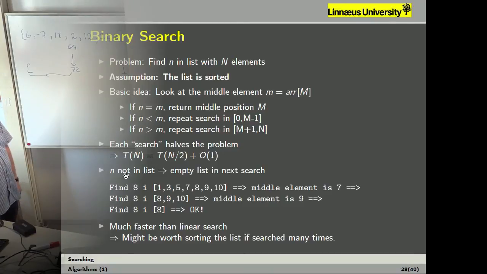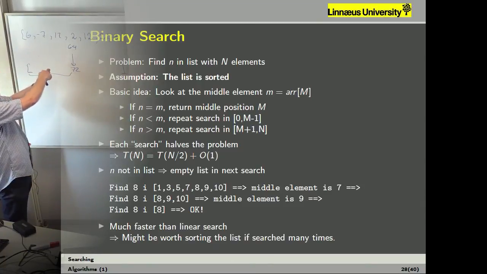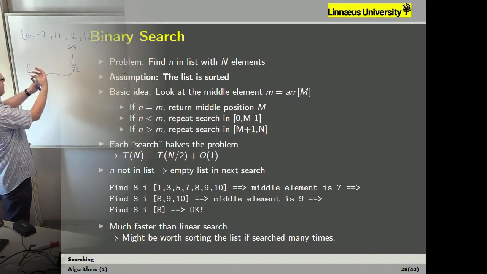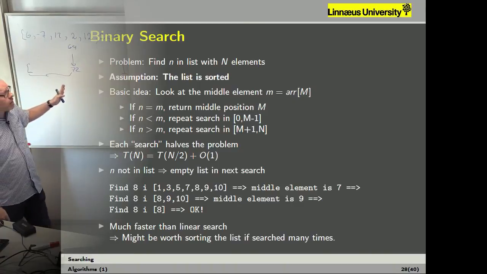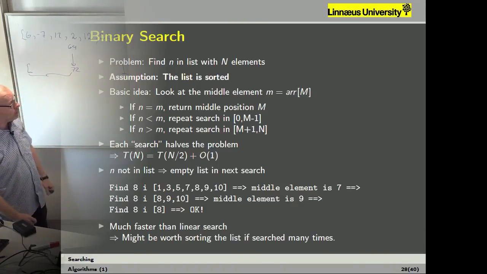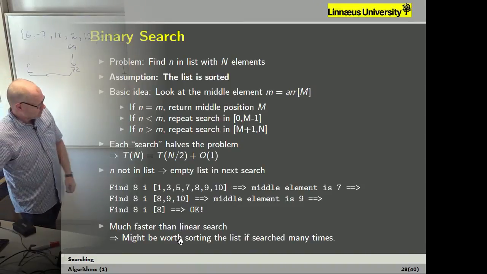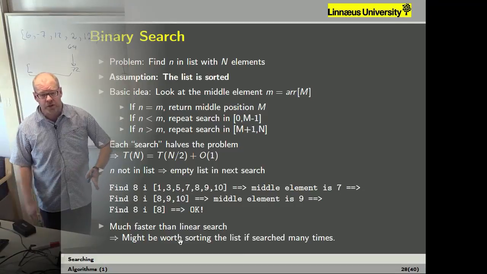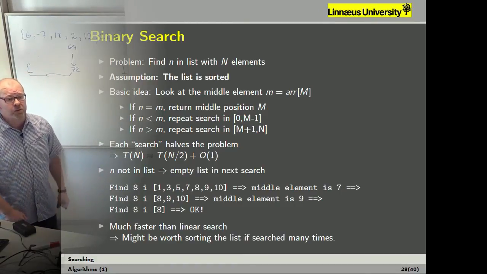The worst case scenario is, of course, n not in the list. Then I have to go through smaller and smaller until the list is only one long. I check, is this the one I'm looking for? No, it's not, and then I give up. So the worst case scenario is once again when we can't find the element in the list. This one is much faster than linear search. So if you're often doing search, it might be worthwhile to sort it before you start to search for it.